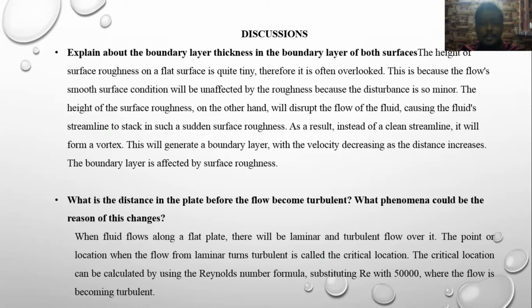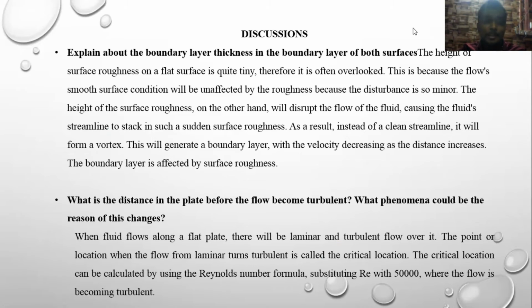Explain about the boundary layer thickness in the boundary layer of both surfaces. The height of the surface roughness on a flat surface is quite tiny, therefore it is often overlooked. This is because the smooth surface flow condition will be unaffected by the roughness, because the disturbance is so minor.